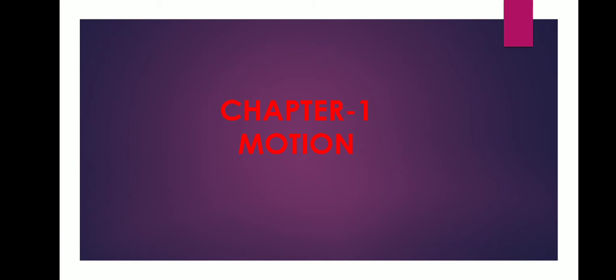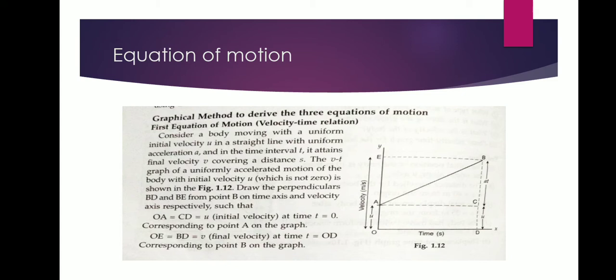So here we have equation of motion. What is equation of motion? If we talk about equation, so there will be some change in velocity or change in acceleration or change in time. So all these velocity, time and acceleration, how they relate to each other. So by using equations we are going to show their relationship.